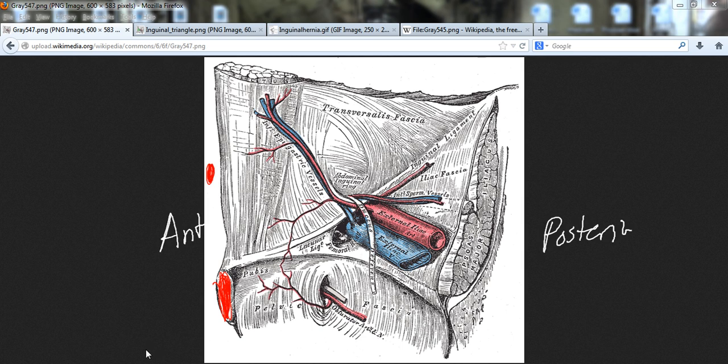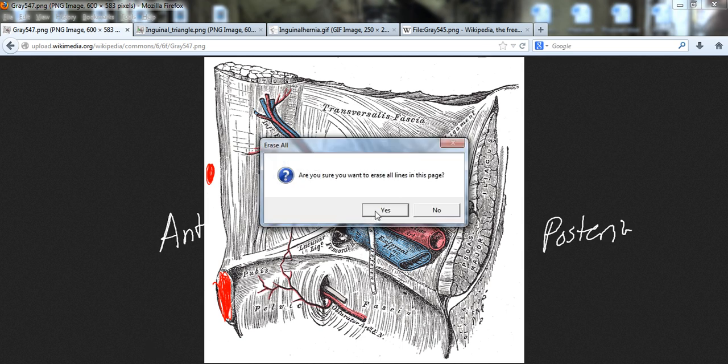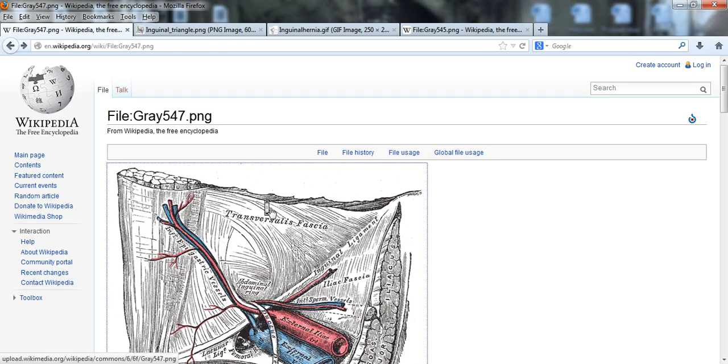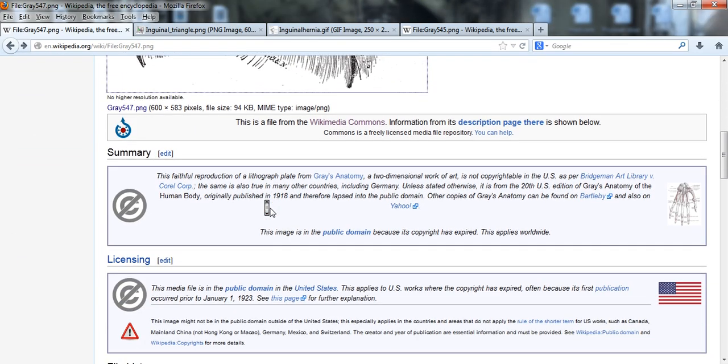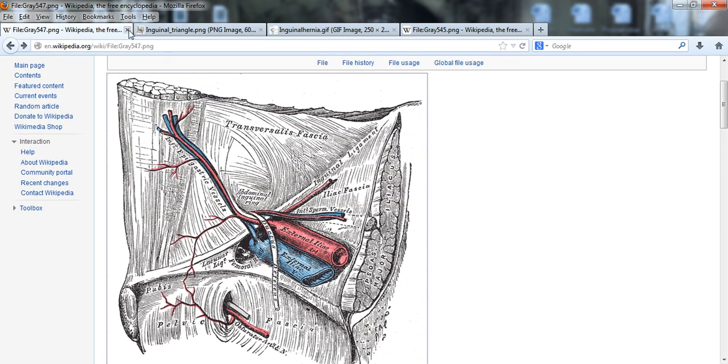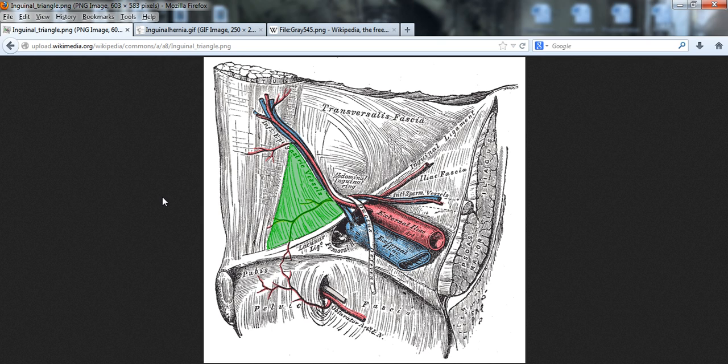Let me clear everything. Okay, so let's take a look at hernias. Again, I'm still learning this, I did not create this image. It was found here. It's in the public domain. So now let's take a look at direct hernias. We're going to be talking about direct hernias.